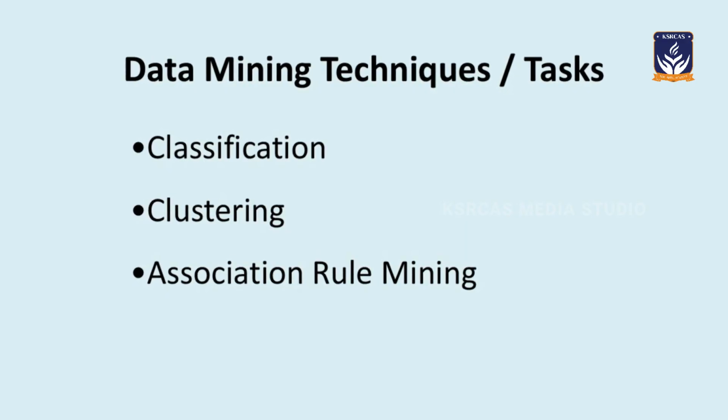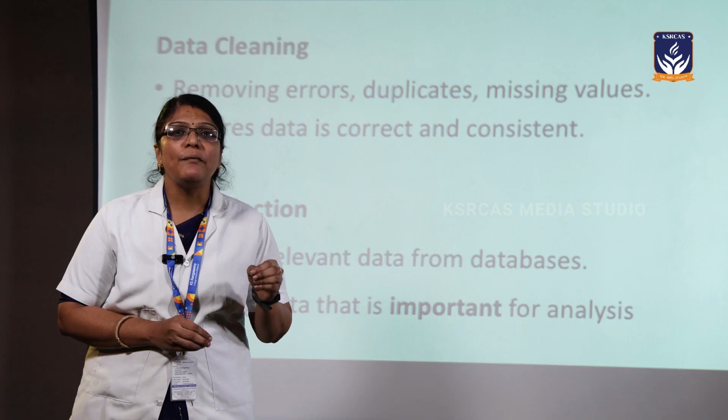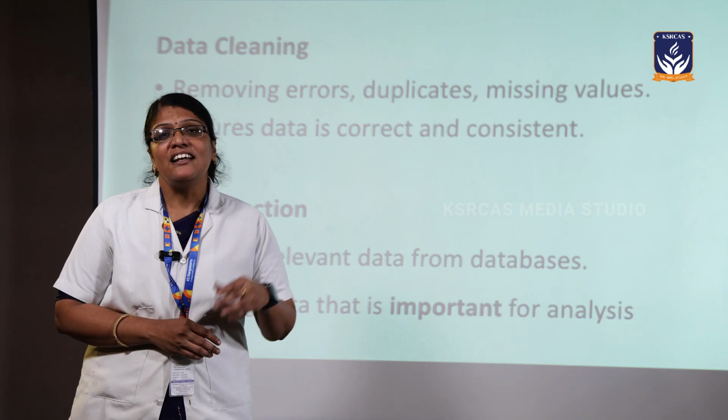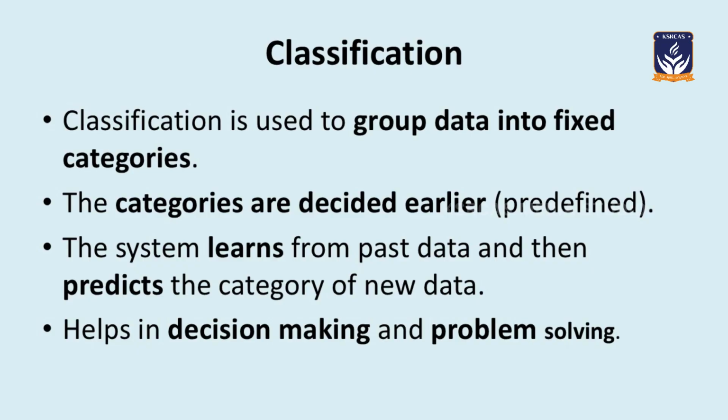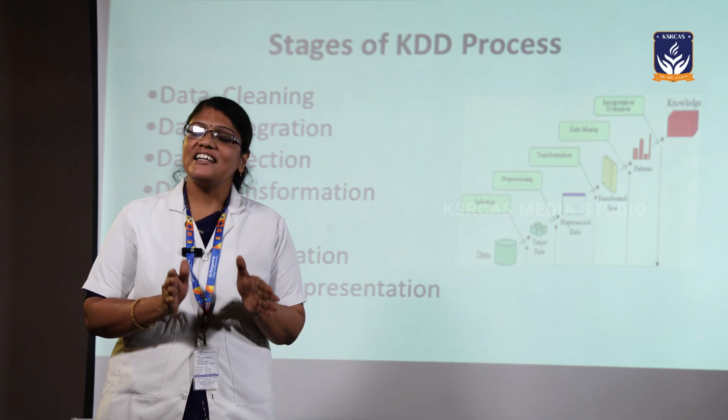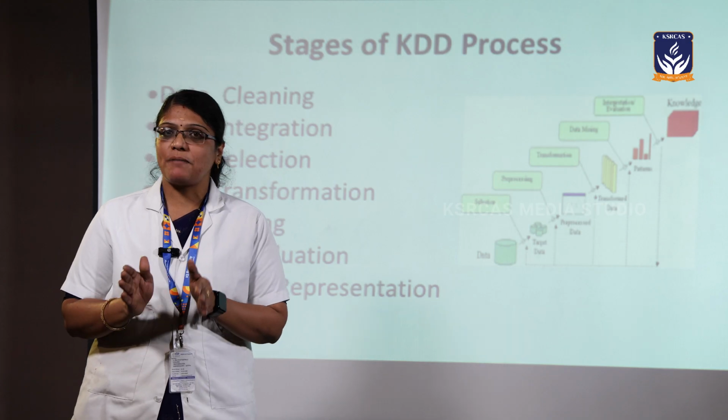The next one is data mining techniques. There are three techniques we follow in data mining to make predictions and find patterns. Let's see one by one. The first one is classification. Classification means sorting things into groups. Let's see a simple example of email spam checking.